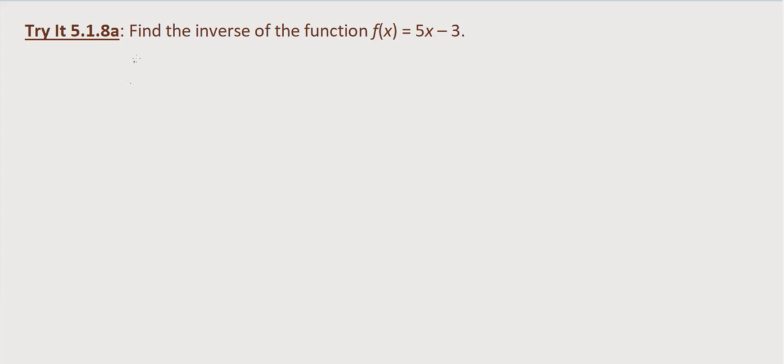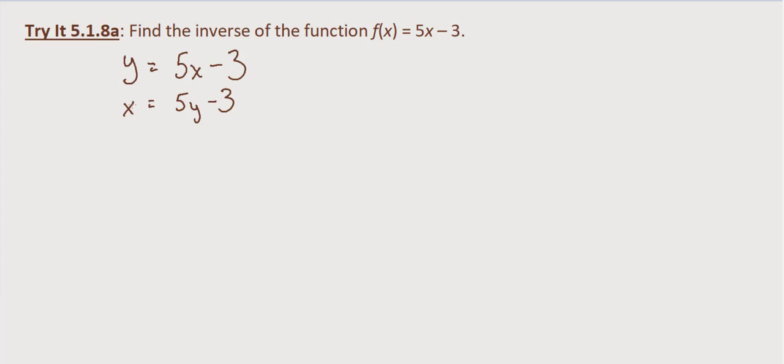So let's start with y equals 5x minus 3. And now we're simply going to switch the x and y. So this is x equals 5y minus 3. And now we're going to solve for y.